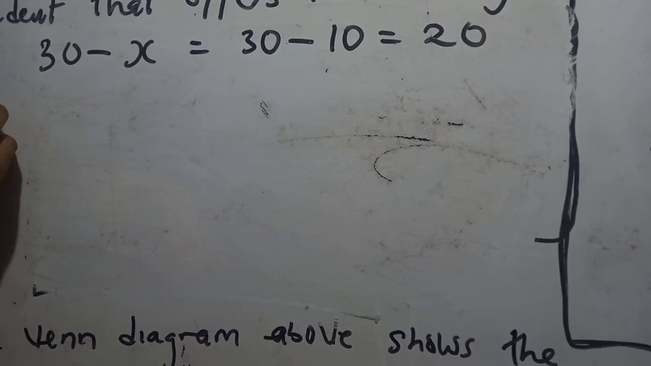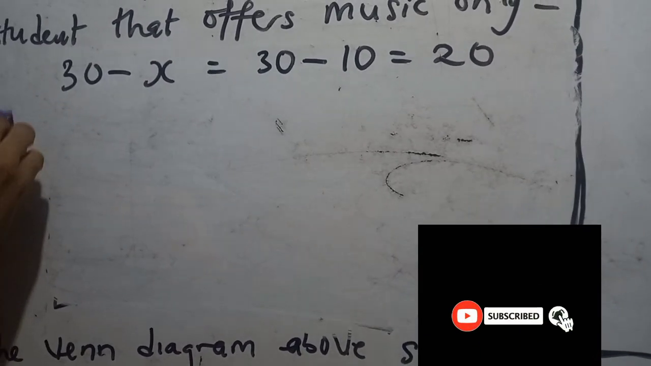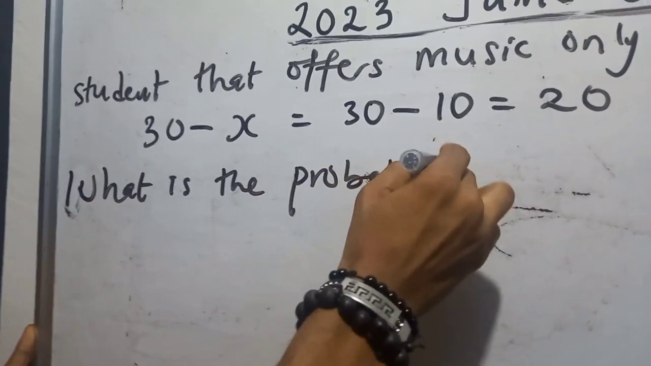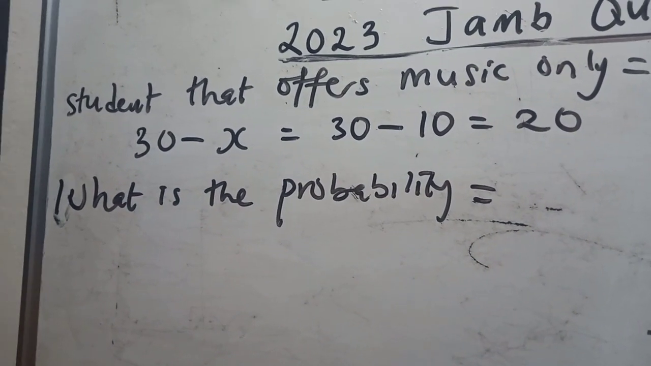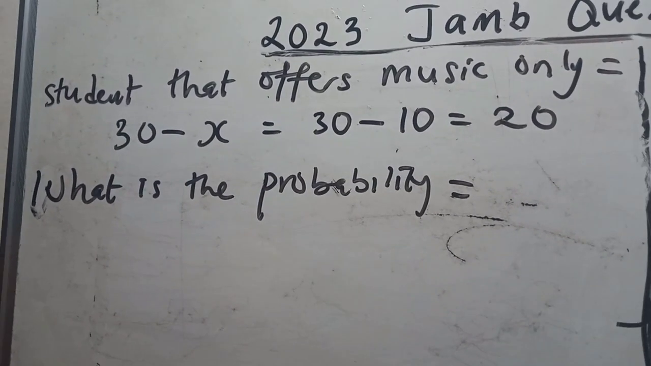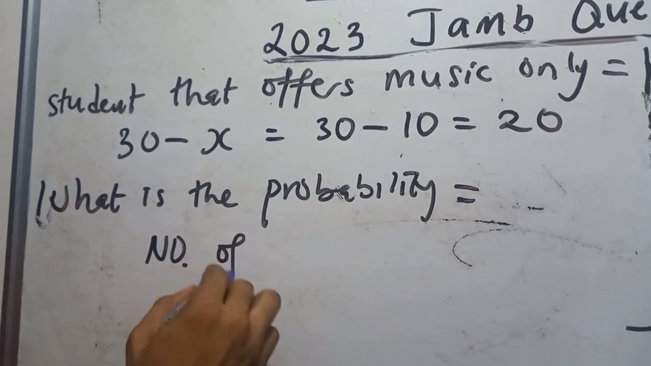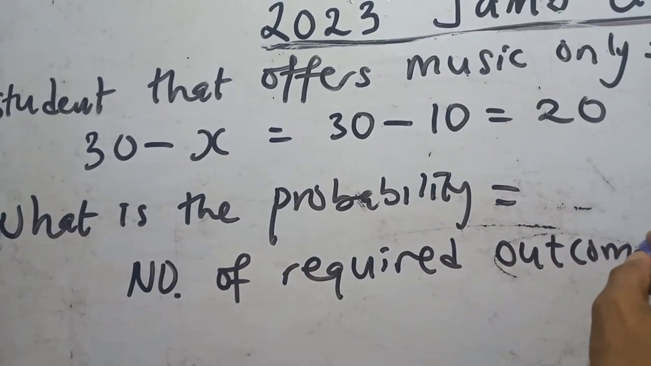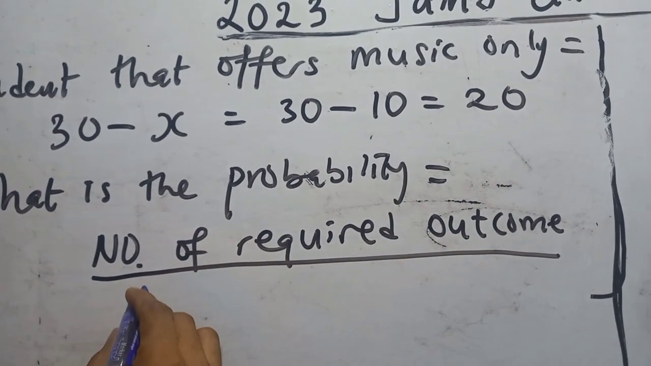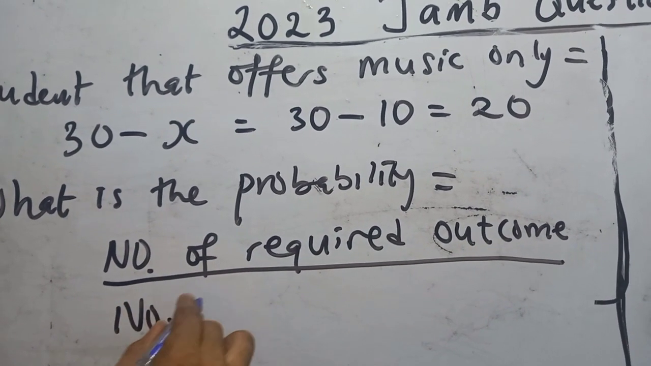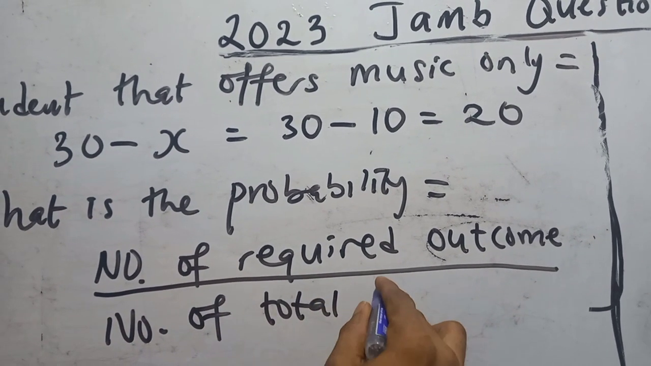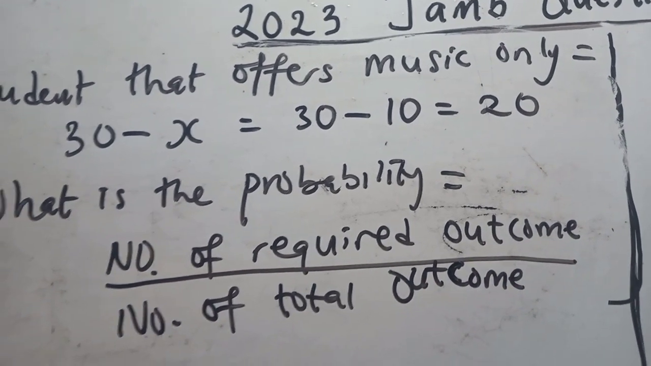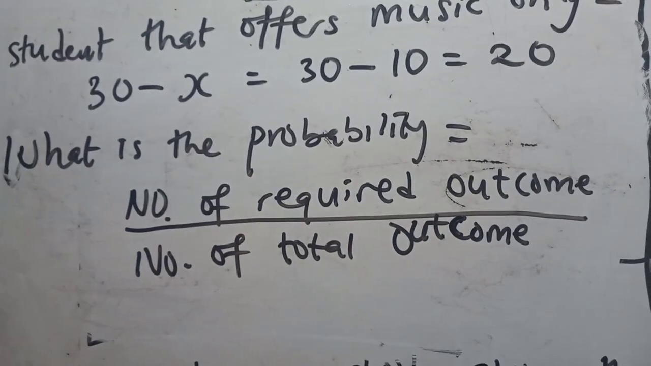What is the probability? Now we are going to use the formula of probability, which says: number of required outcome over number of total possible outcome.